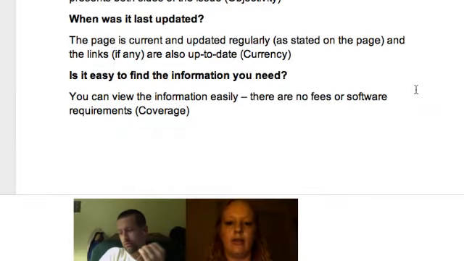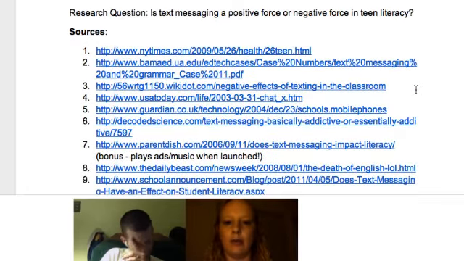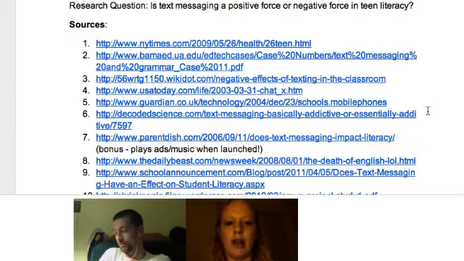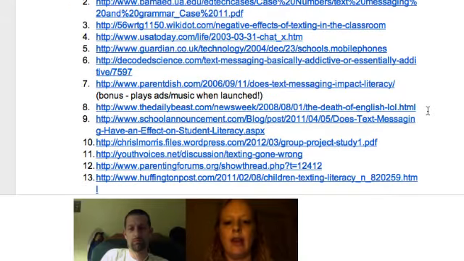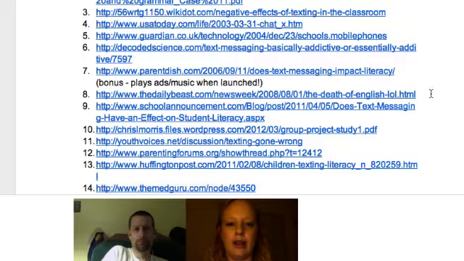So let's look then. I have my research question here, which is: is text messaging a positive or negative force in teen literacy? And then I found 14 sources. Now, I don't want to go over all of them right now, but let's look at a couple and maybe talk through whether or not these are reliable.